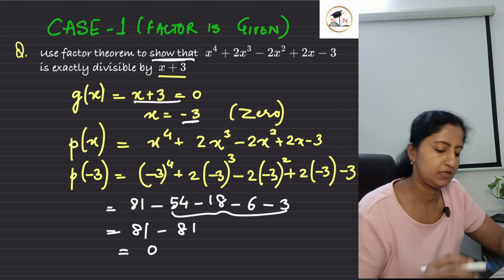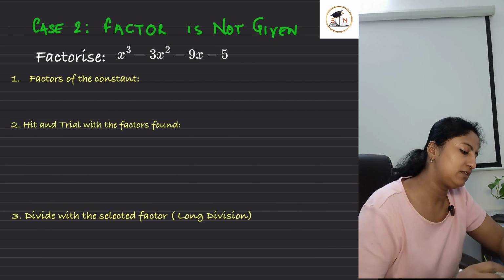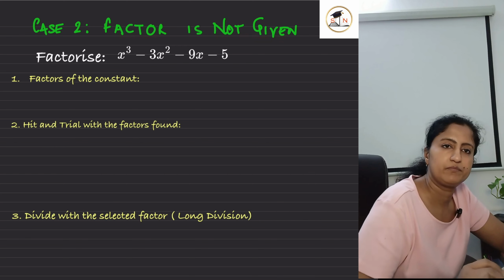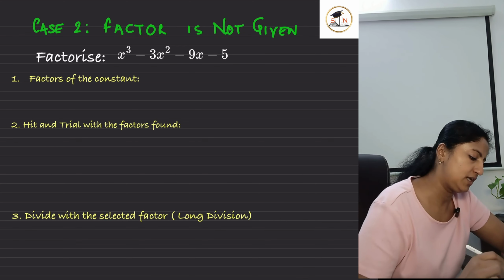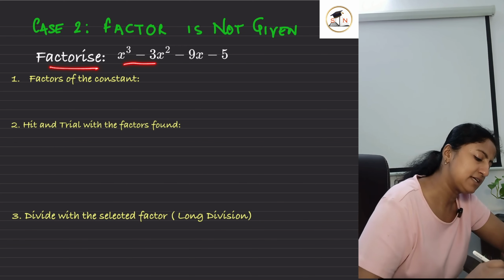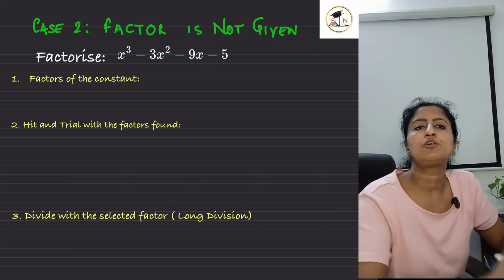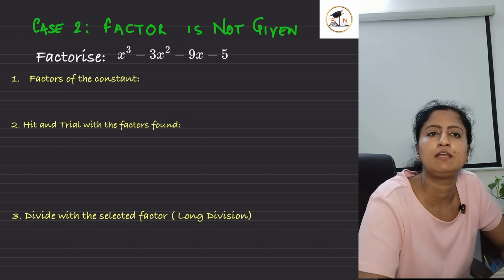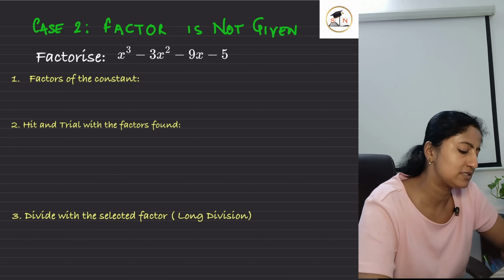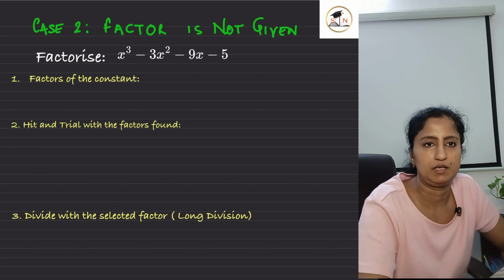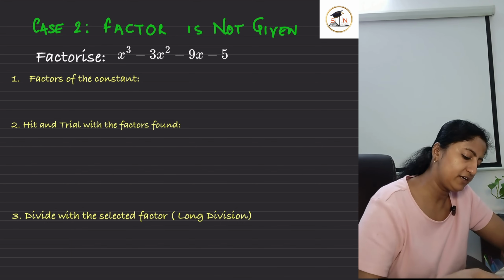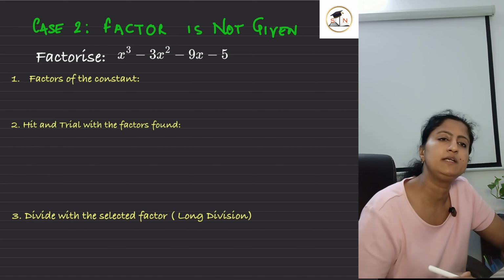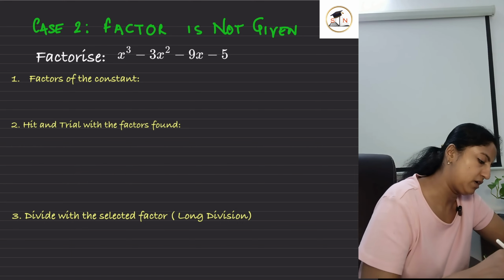So this was the case 1 when the factor is given, and it was the pretty easier one. Now we'll start with the second case, which talks about factor is not given. As you can see on the screen, the question is factorize this polynomial. It doesn't talk about anything else, but it will just say factorize. You are not given any factor. You're not given any zeros, nothing, but just the polynomial. I have written various steps so that it becomes easier for you also to recollect what needs to be done turn by turn.